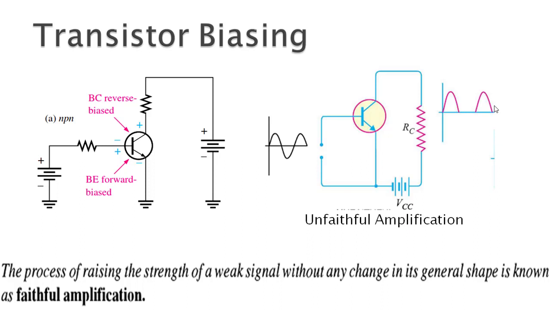So if any biasing or additional circuit element is not there, the transistor will amplify only the positive cycle. The transistor will not conduct for a negative cycle. So to overcome this problem, we are going for biasing.